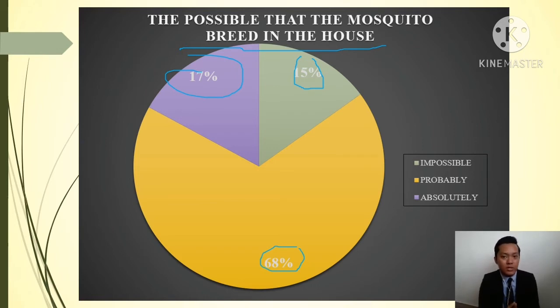So in the conclusion, among student Polytechnic, Sultan Idris Shah was most chosen is probably, while impossible was the least chosen as the possible that the mosquito breed in the house.